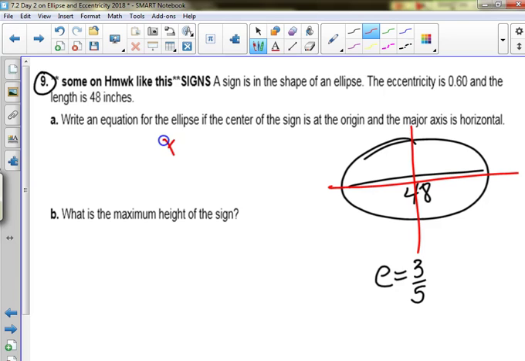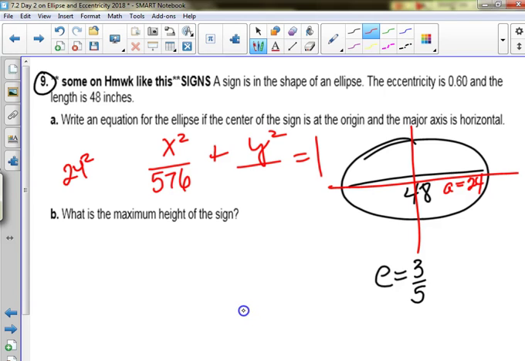If this is at 0, 0, you know x squared, y squared equals 1. What does this tell you if it's 48 going this way? A is 24, and 24 squared is 576, okay? How is that eccentricity going to help us? It's C over A. I don't think C is 3 because A is not 5. How can we do that? Can we make a little proportion? 3 is to 5 defines C over A, right? And we know A is 24, or so 3 times 24 divided by 5, just give me a decimal, I don't care. C is 14.4.